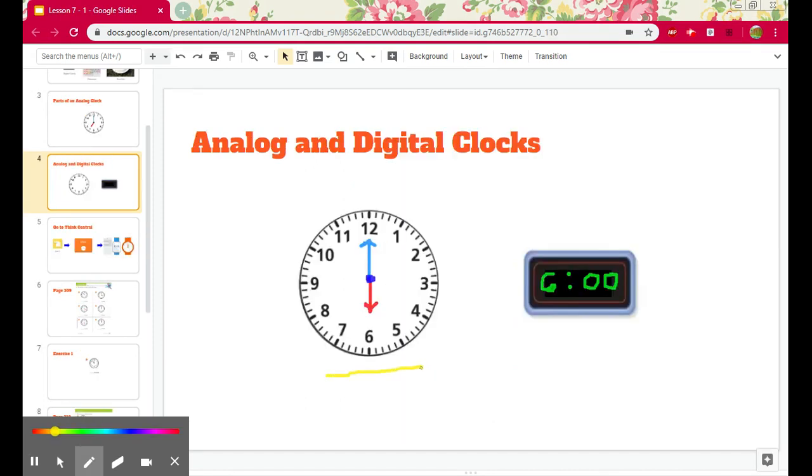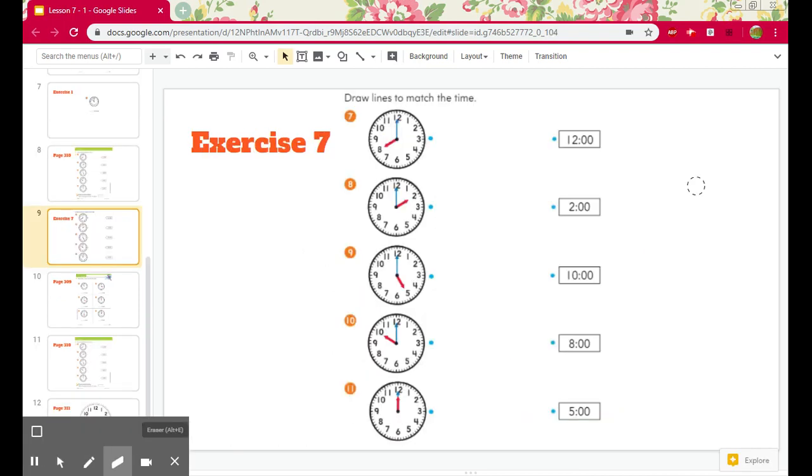On the left, we have an analog clock, and on the right, we have a digital clock. An analog clock has a face and uses an hour hand and a minute hand to display the time. But a digital clock uses numbers and a colon, which is 2 dots, one above the other. Both of these clocks are showing the same time, 6 o'clock. The directions say to draw lines to match the time.